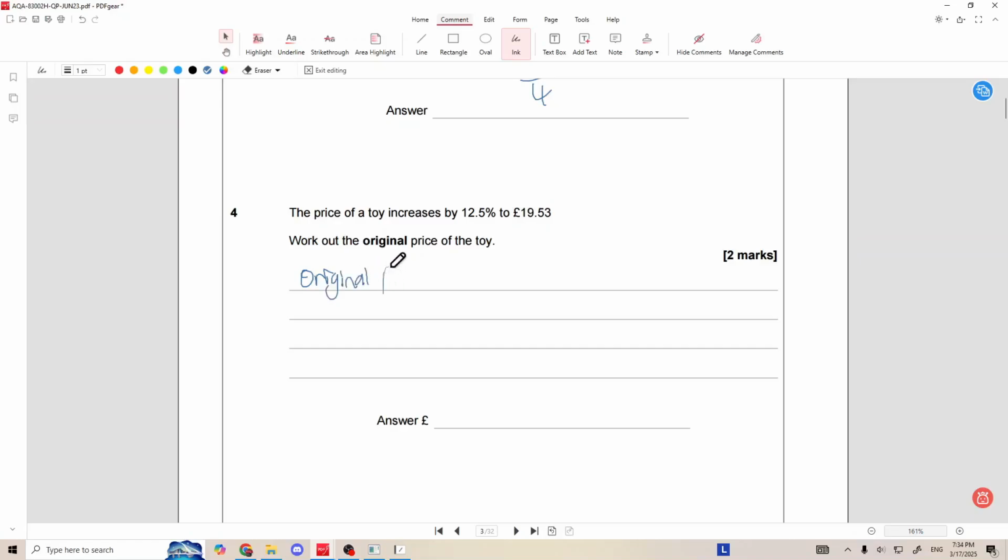Original price, which is £19.53 divided by 112.5 over 100. I can do that with a calculator now. This wouldn't have been a question they asked in the non-calculator paper. So the original price, £17.36. So there it is.